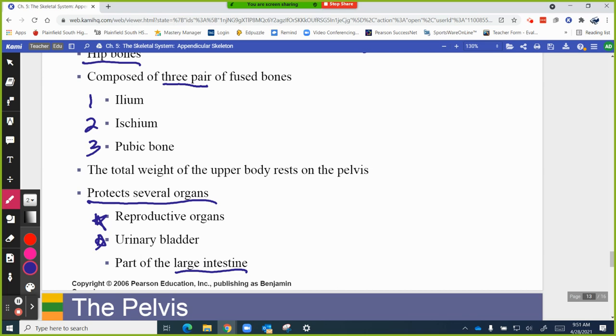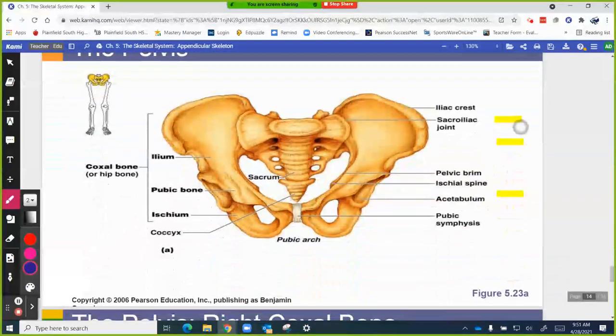Okay, everybody good? Okay. All right. So the pelvis itself, just take a look at it here. This is the sections I already showed to the kids in class.